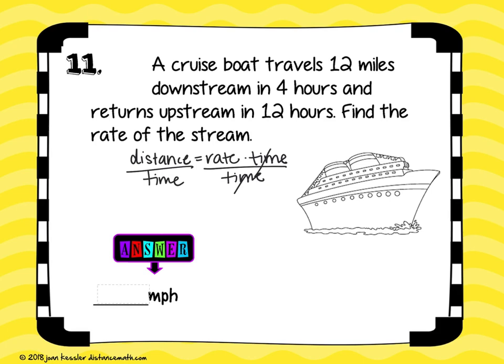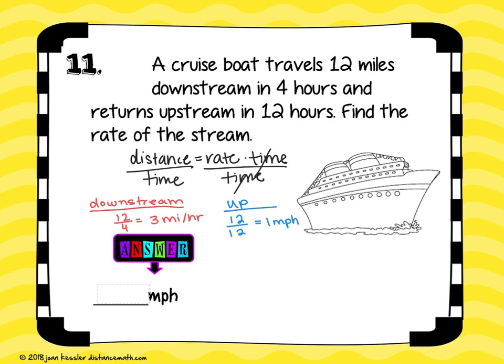There's going to be two of these rates. There's one that's downstream and one that's upstream. The downstream rate is 12 divided by 4, which gives me 3 miles per hour. The upstream is 12 divided by 12, which is 1 mile per hour.